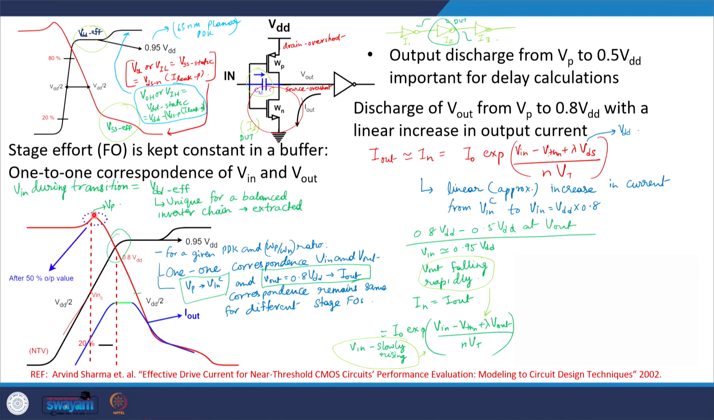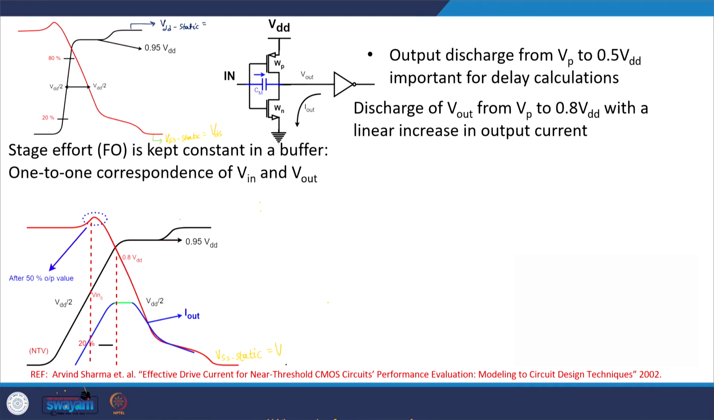We say that from V in being Vp highest value to 0.8 VDD, we take an average current of these two as the discharging current, and from V out being 0.8 VDD to V out being 0.5 VDD, we take this constant current as the discharging current. Okay. That is how we can estimate the delay or the time duration between peak and 0.5 VDD. What about between 0.5 VDD at the input and V in C? So, V in C is the value corresponding to Vp here. So, what about that? That we will separately estimate. So, then we add up all the time durations from 0.5 VDD at the input to 0.5 VDD at the output, and that gives us the value of the delay.